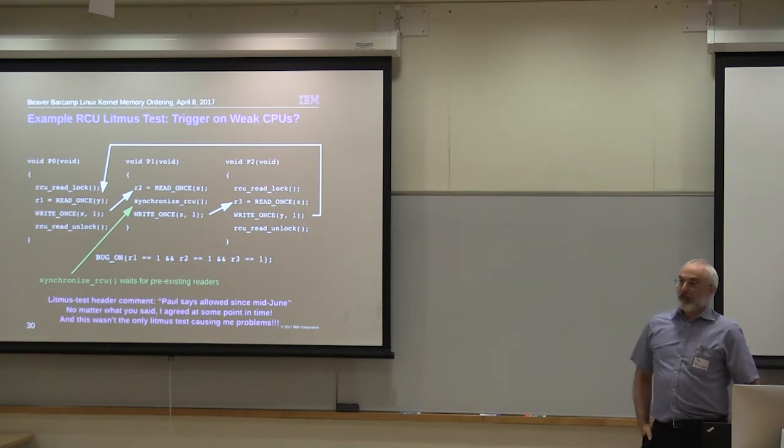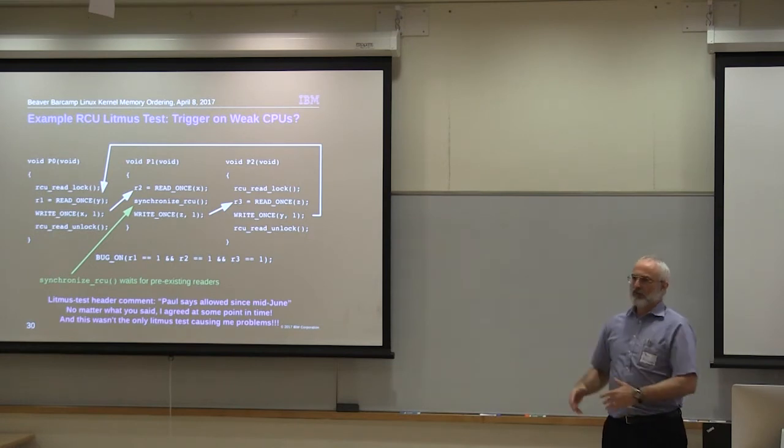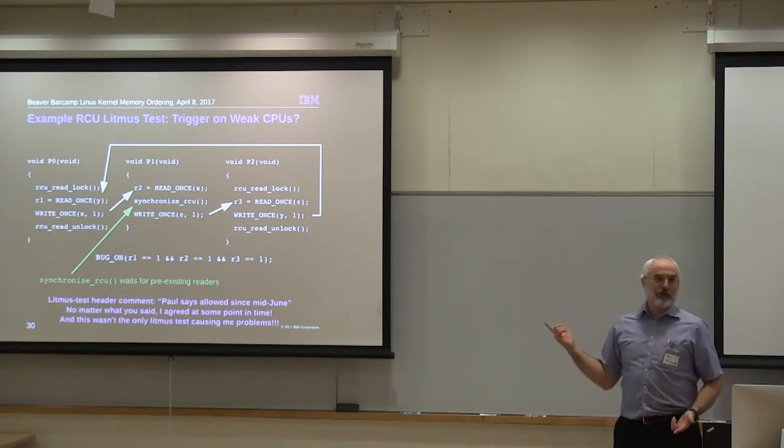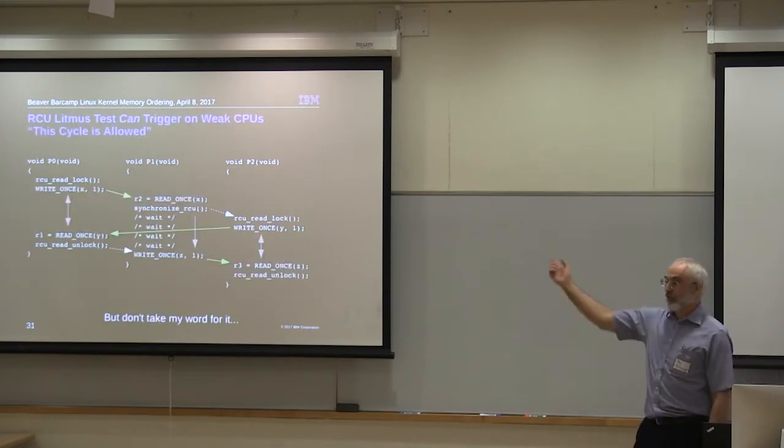And there were a lot of litmus tests like this. About 90% of the litmus tests were easy, just, yeah, this is this. But the rest of them had some really strange thing like this that was hard for me to figure out. And this is how it can happen. It really can.